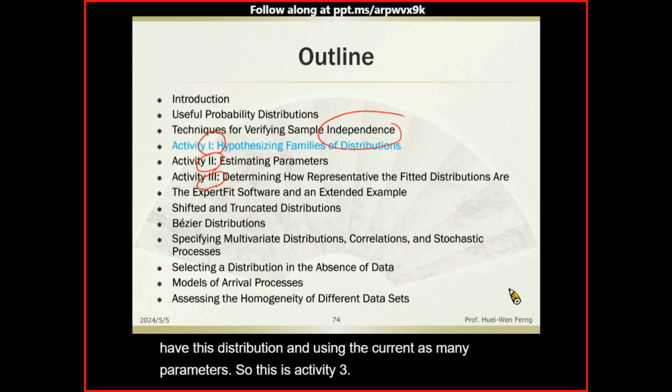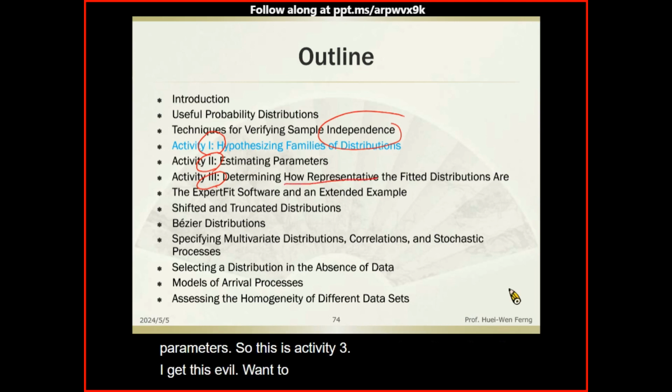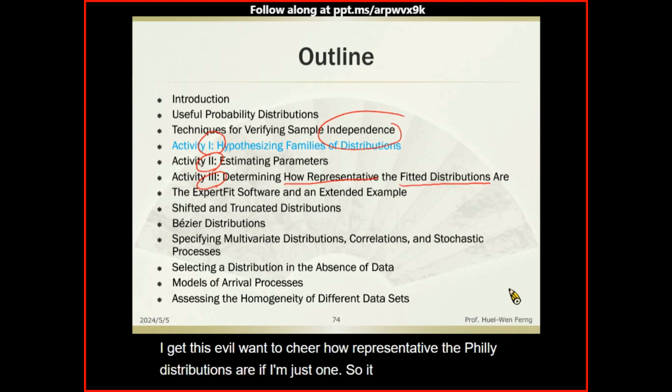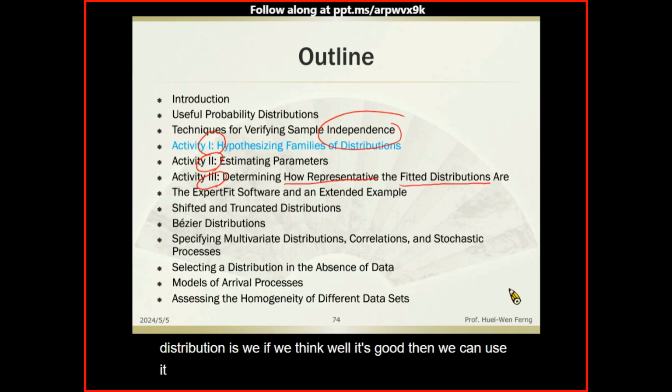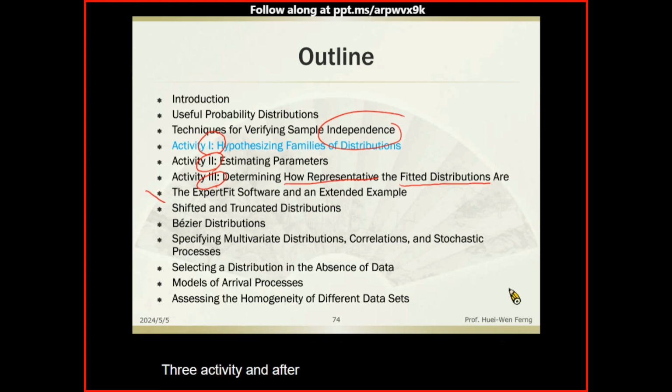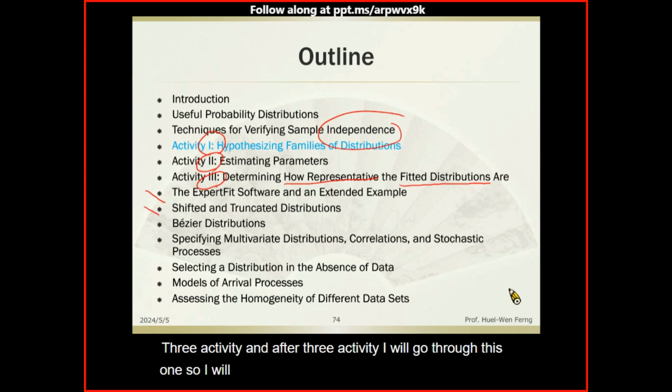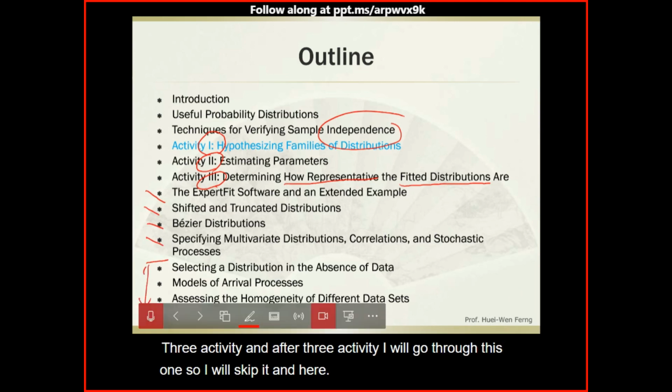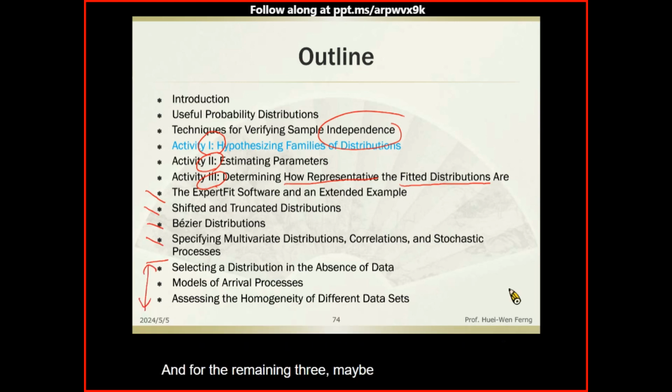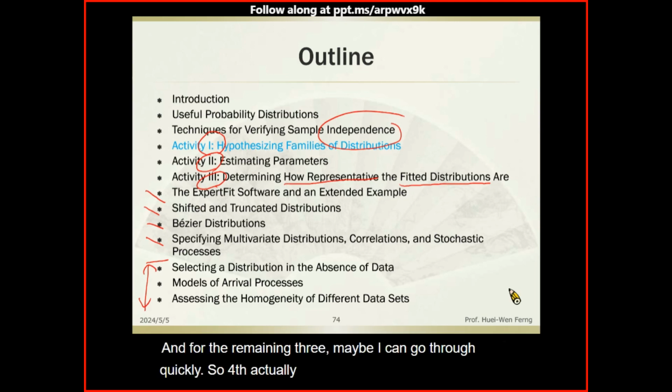Activity 3, we want to check how representative the fitted distributions are. If we think it's good, then we can use it and use the estimated parameters. So later we will have 3 activities. After that, I will go through this one, so I will skip it, and here the same, skip it. And for the remaining 3, maybe I can go through quickly. For us, actually, we need to know the 3 activities.